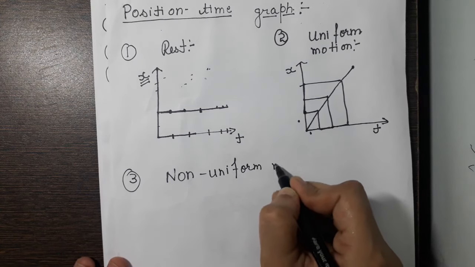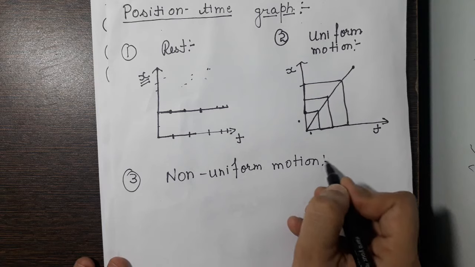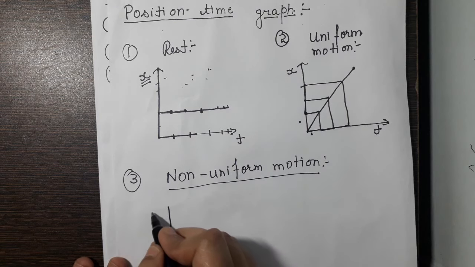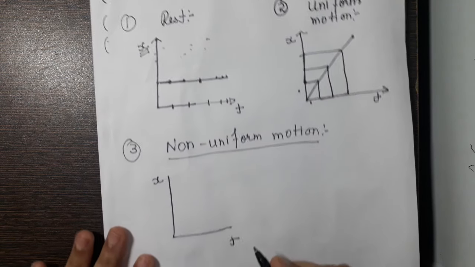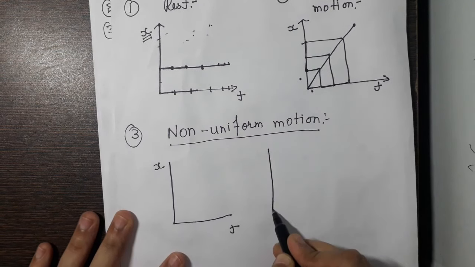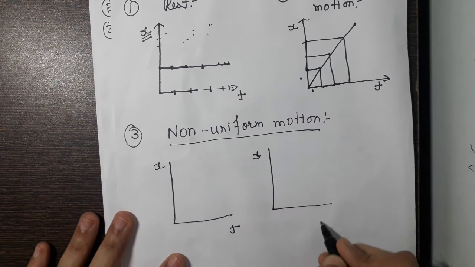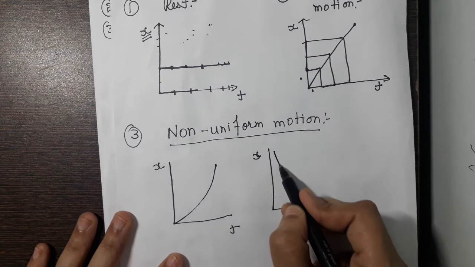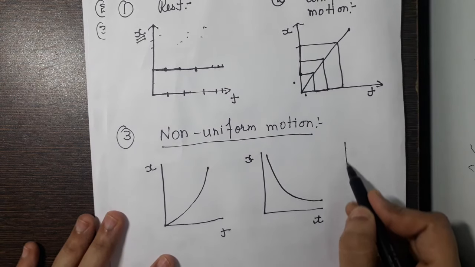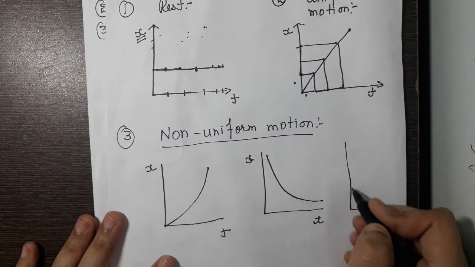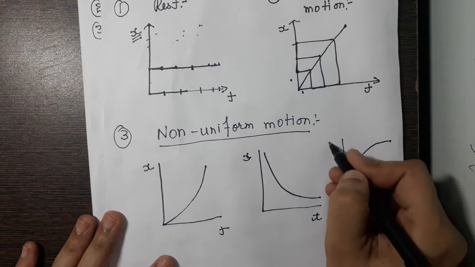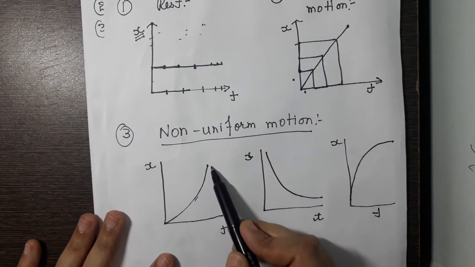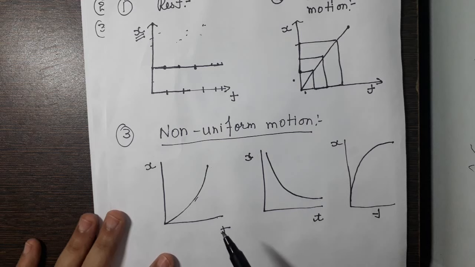for non-uniform motion, the graphs will be like this, which we can draw with x and t axes. We can represent it like this, it can be represented like this, and it can be represented like this. So here position is not constant, position is changing with time but not uniformly.